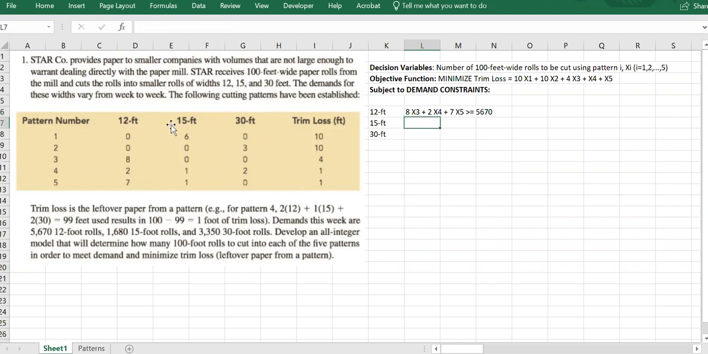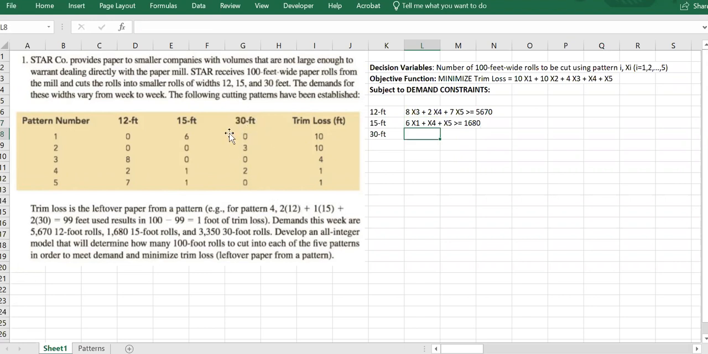For 15 foot rolls, if you use pattern 1, you will end up with 6. So that's 6 times x1. Pattern 2, nothing. Pattern 3, nothing. Pattern 4, 1. So 1 times x4 plus 1 times x5. This has to be greater than or equal to 1680.